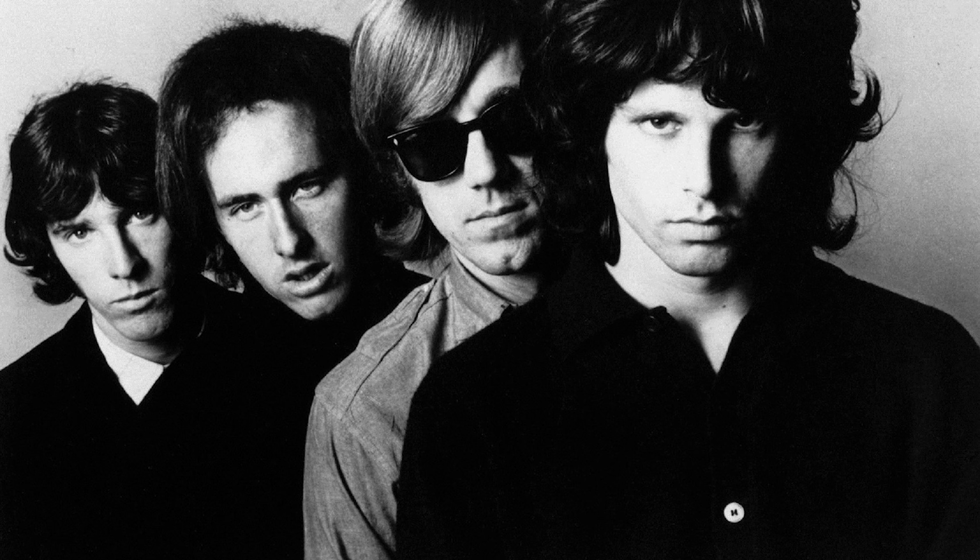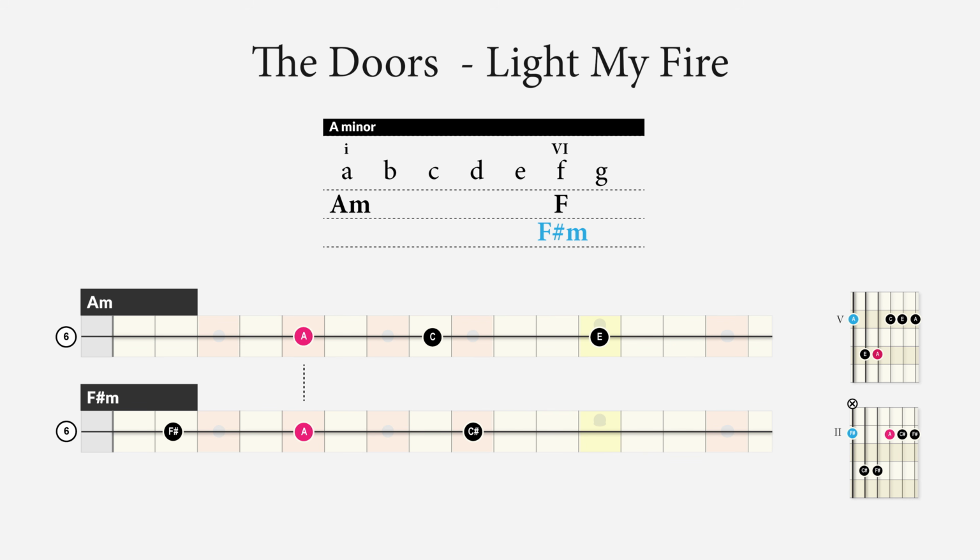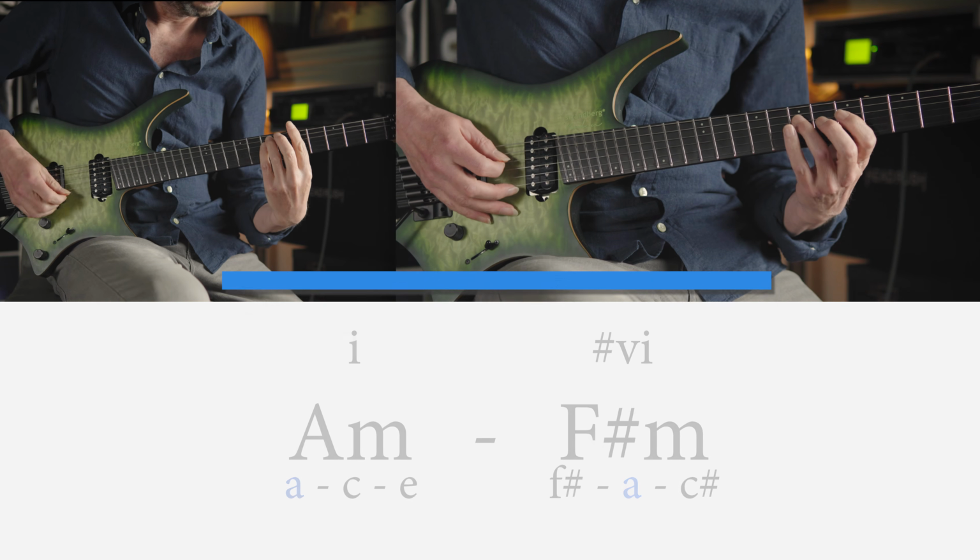A famous rock song and one of the early psychedelic songs of the 60s that uses a chromatic submediant is the song Light My Fire by The Doors. The A minor 7 chord is combined with the chromatic submediant F-sharp minor 7 that comes from the parallel major scale of the tonic A minor. The common note is the note A.